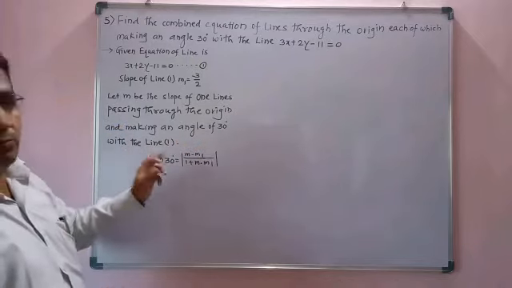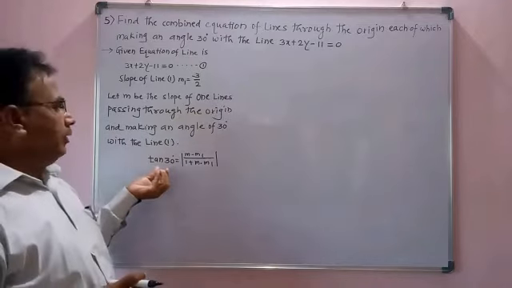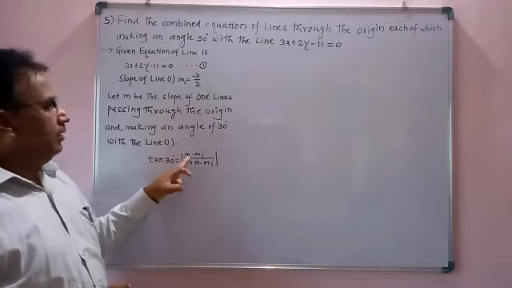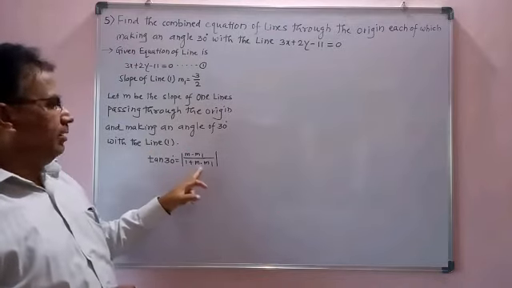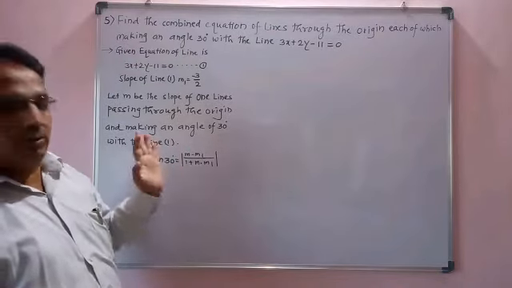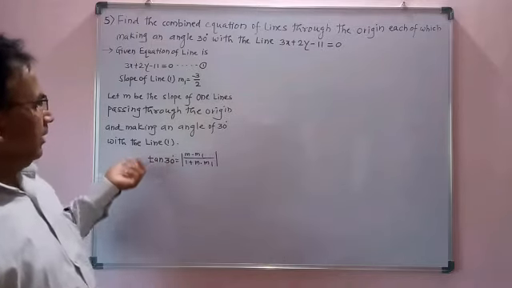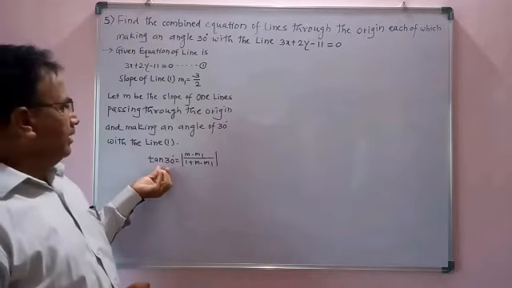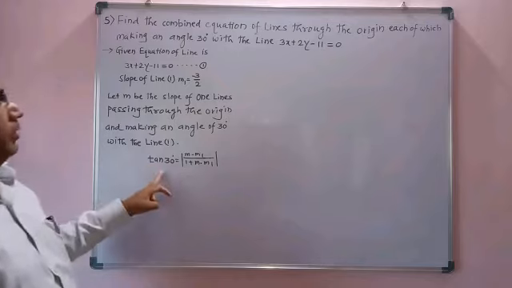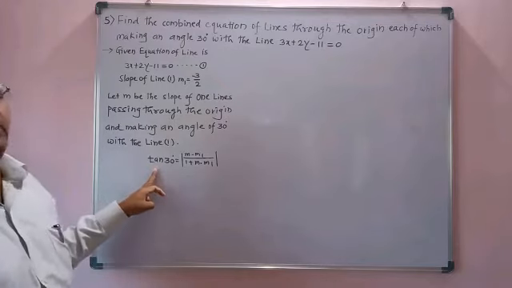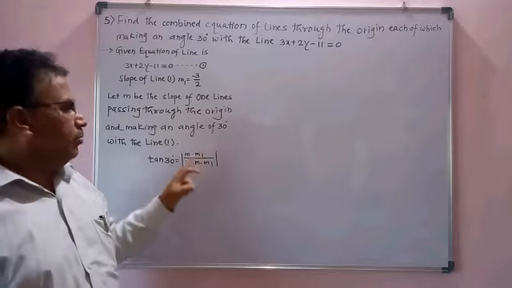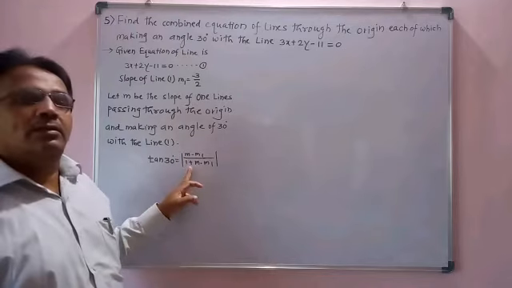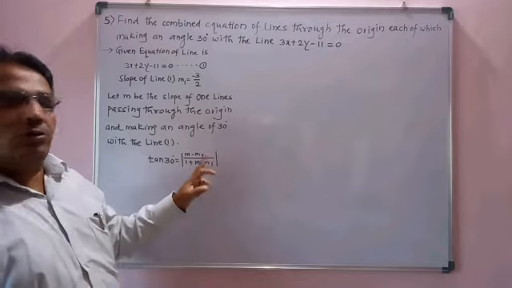the line first. We use the formula tan theta equal to mod of m minus m1 divided by 1 plus m into m1. This is tan theta. The theta is given as 30. Therefore tan 30 equals mod of m minus m1 divided by 1 plus m into m1.